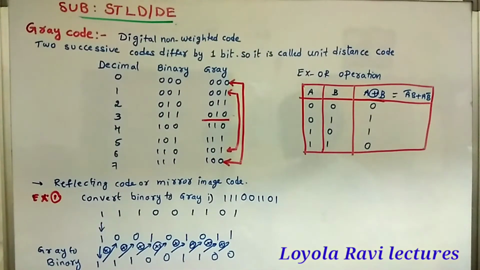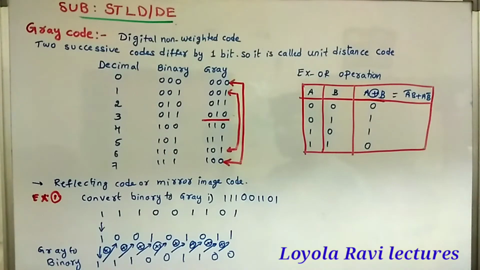Okay, today we'll discuss Gray code in STLD, or digital electronics. Gray code is one of the non-weighted codes. In the last class we discussed binary codes, in which we have weighted and non-weighted codes. Now we are discussing non-weighted codes. The non-weighted codes are Gray code and XS3 code.